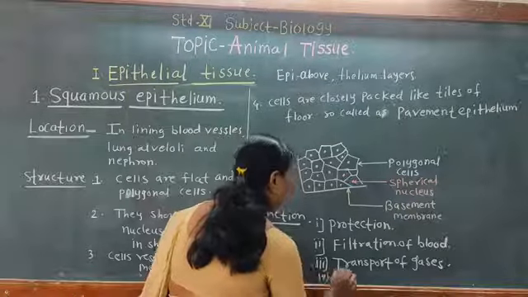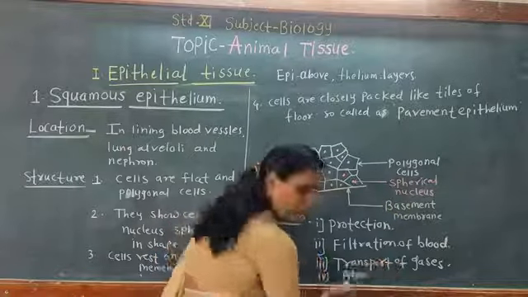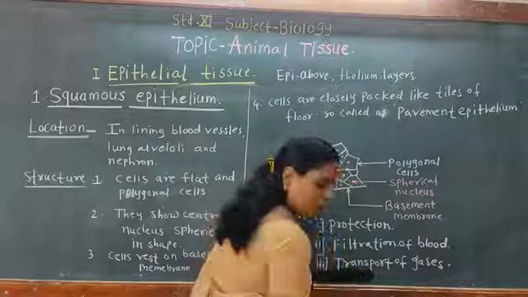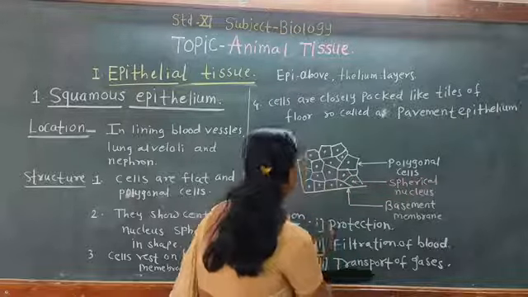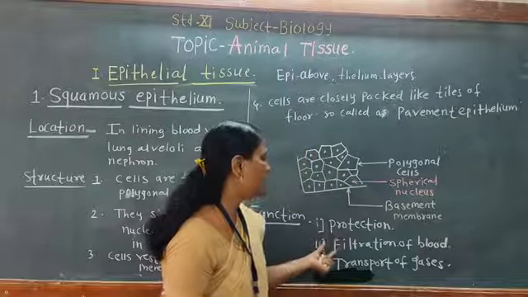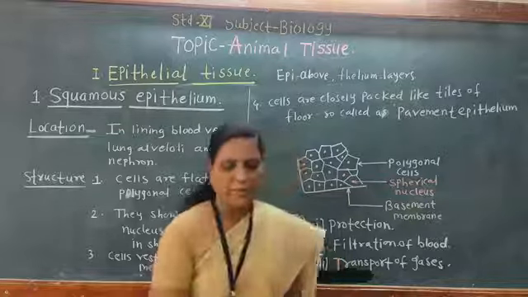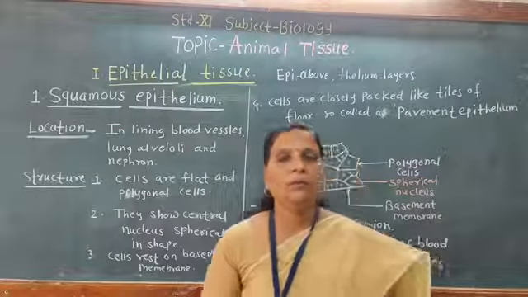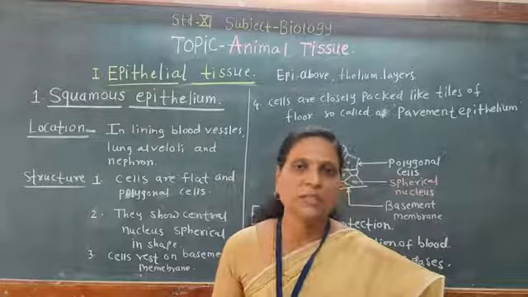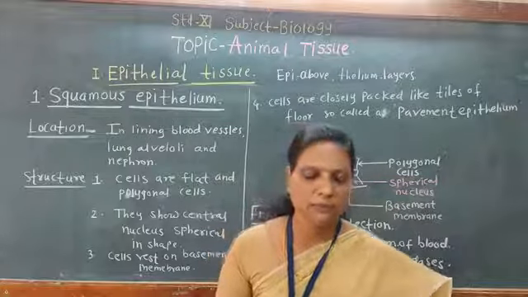Also the absorption, along with this. So absorption we will study in the ciliated epithelium. So here we have completed the functions of this simple epithelium, that is the first type, squamous epithelium. It shows filtration of blood and transport of gases. So here we have completed the first type of simple epithelium, that is the squamous epithelium. Next we will study about the columnar epithelium.